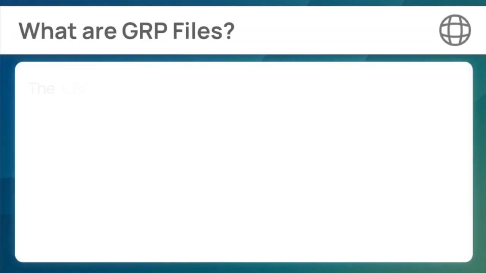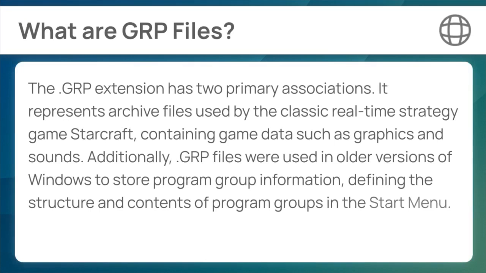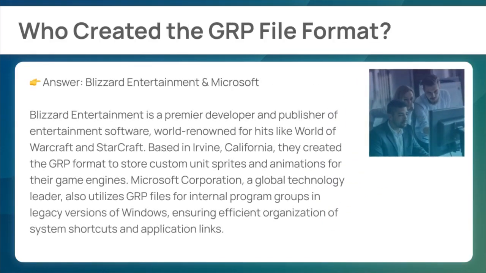The GRP extension has two primary associations. It represents archive files used by the classic real-time strategy game StarCraft, containing game data such as graphics and sounds. Additionally, .grp files were used in older versions of Windows to store program group information, defining the structure and contents of program groups in the Start menu.